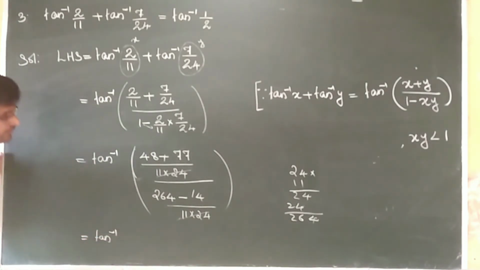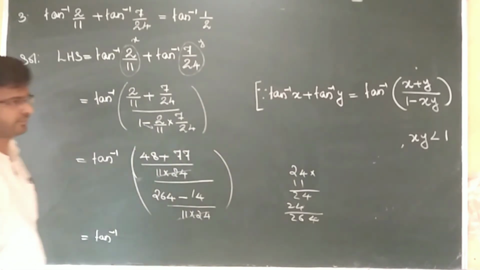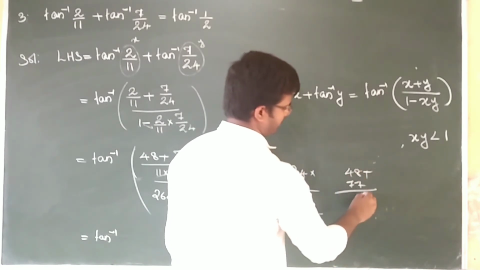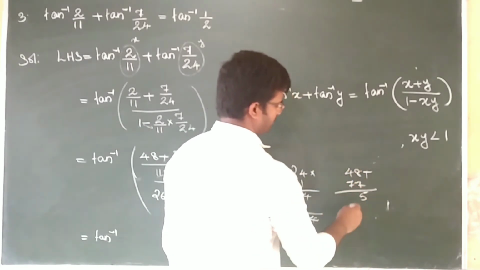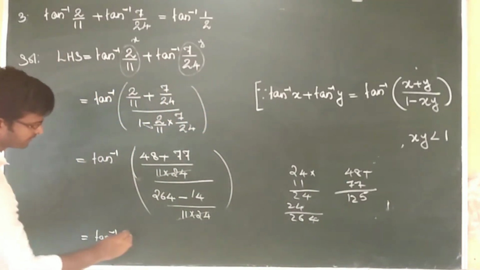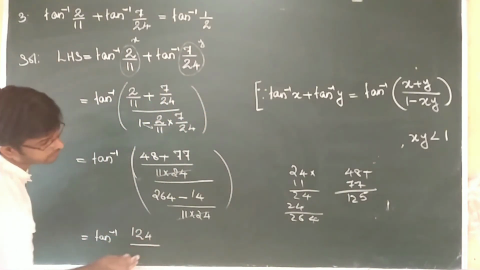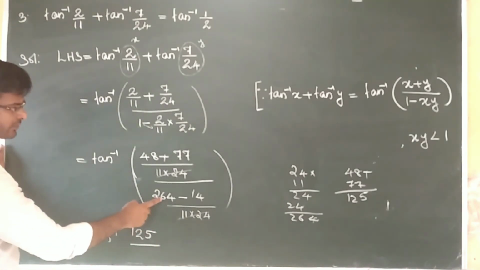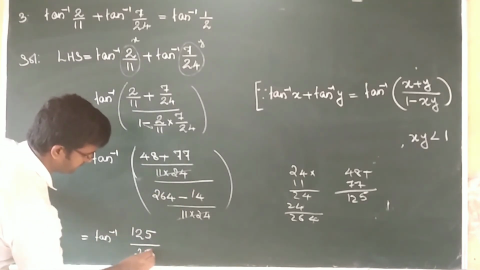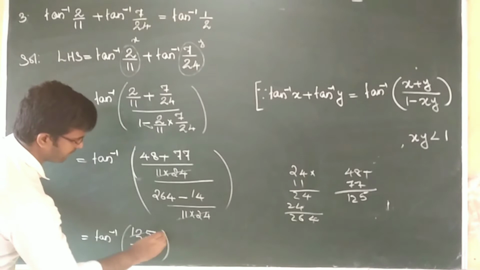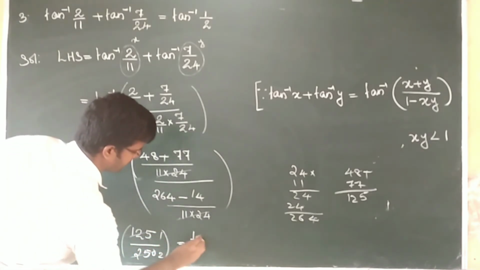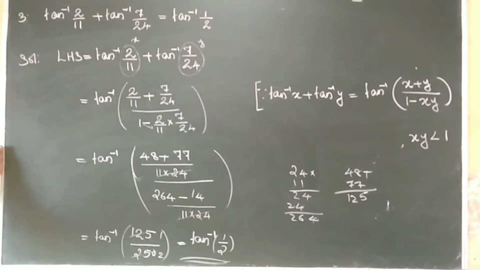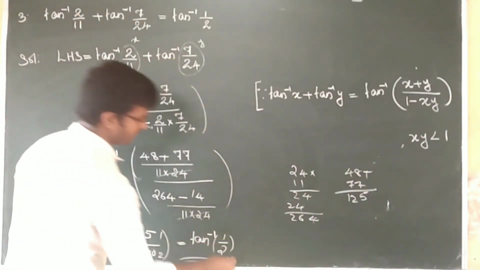Tan inverse, 48 plus 77, right? 48 plus 77 is 125. So then divide by 264 minus 14, which is 250. Simplify: 1 by 2. Tan inverse 1 by 2. What is this? Tan inverse 1 by 2 is the RHS.